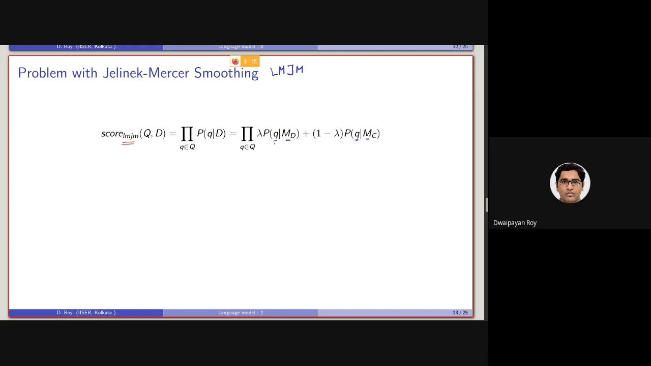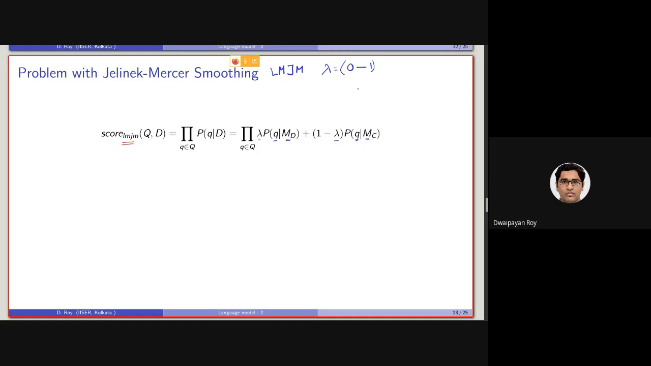This is basically a linear combination where the linear combination parameter is lambda, and the value of lambda, as we have discussed, is between 0 and 1. Setting lambda equal to 0 means this part will be gone, so it will only consider the generation probability of the query term from the collection. Setting it as 1 will cancel this, so any word that is not occurring in the document will get a 0 score.